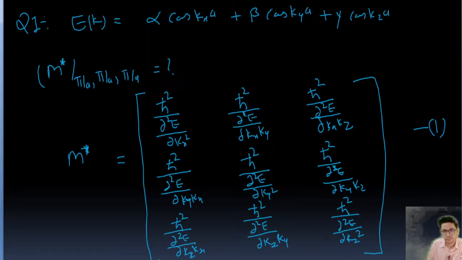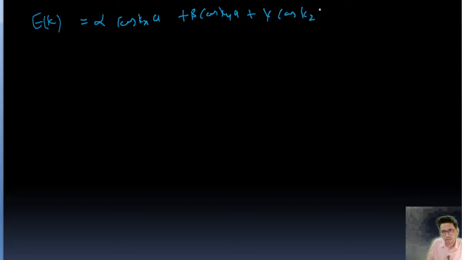So we have this, E(k) is given, right? E(k) is given, E(k) is alpha cos kxa plus beta cos kya plus gamma cos kza. Okay, so we'll put the value. So now we'll find del E upon del k.